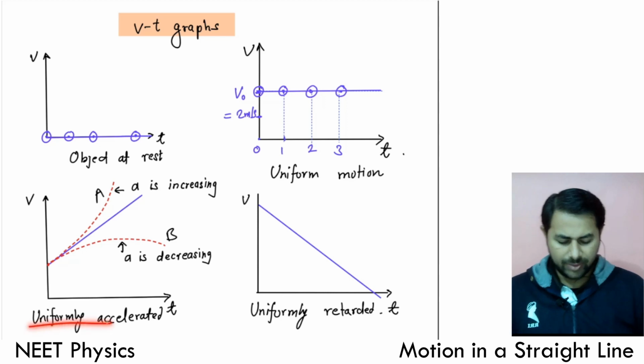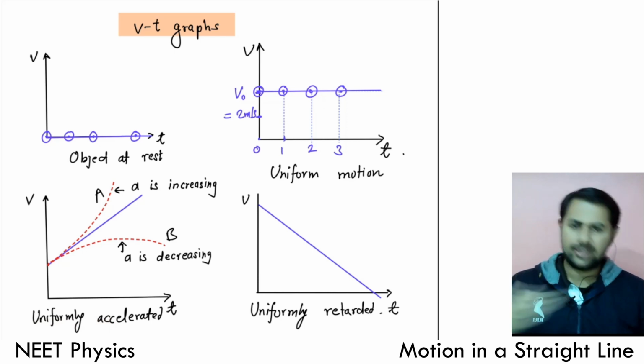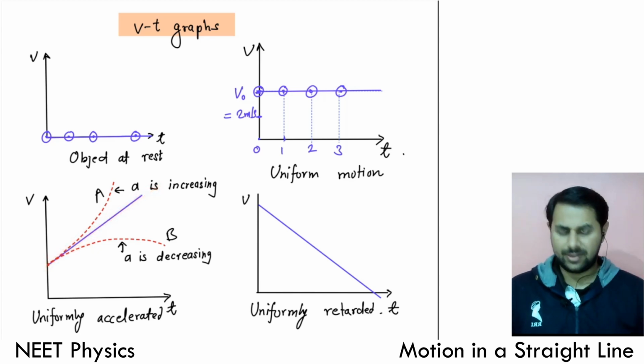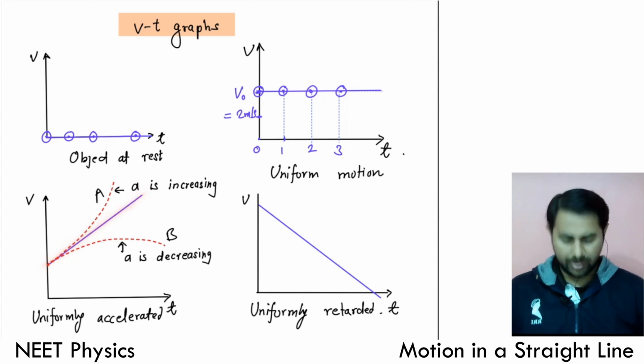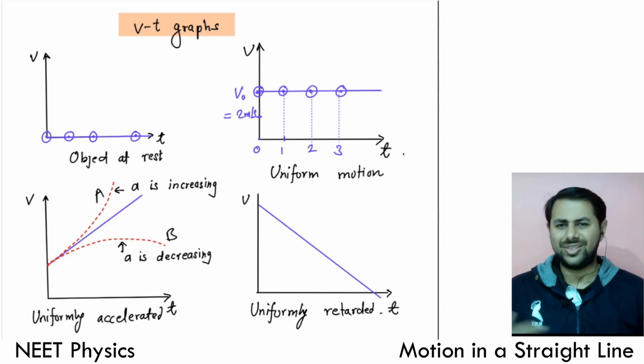Then comes the point, if it is uniformly accelerated motion, that means the velocity is increasing uniformly. So it will look like this, right? The graph will be a straight line. It will look like this, and the slope of that line will give you what? Acceleration. But now suppose acceleration is increasing, then how will the graph look?